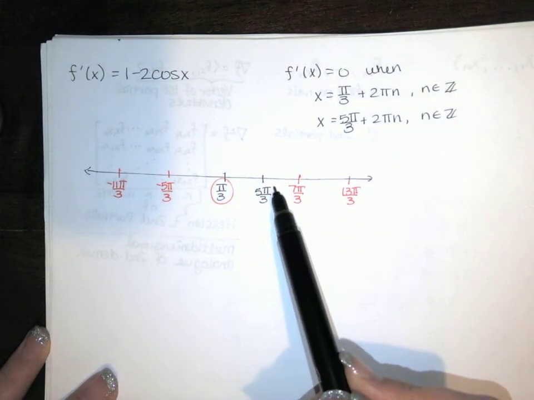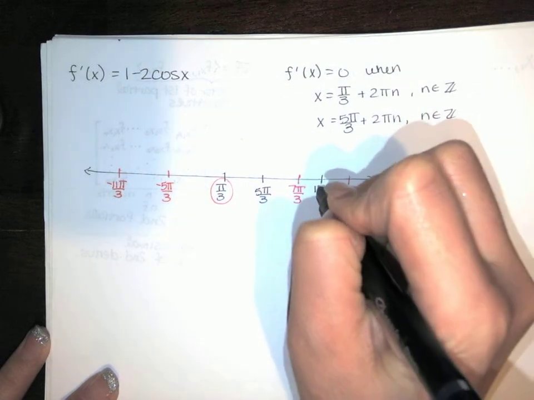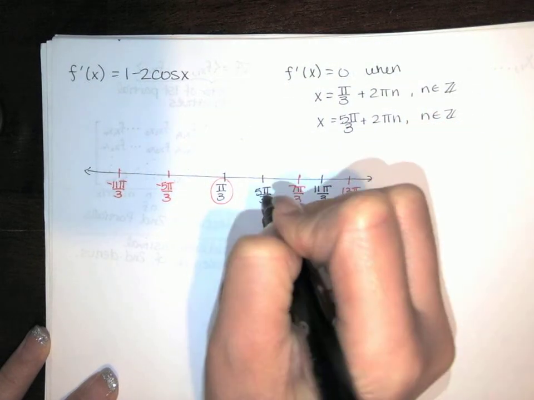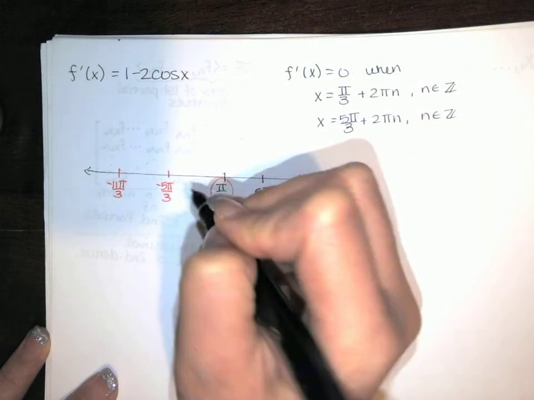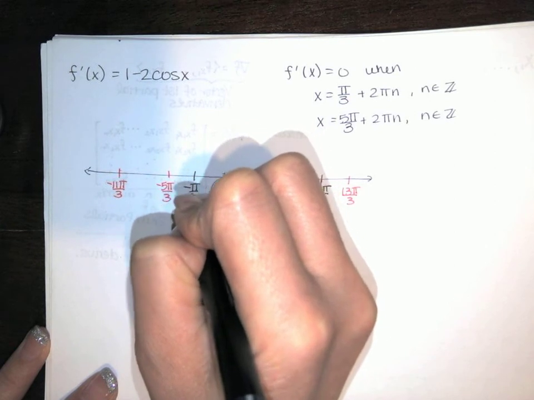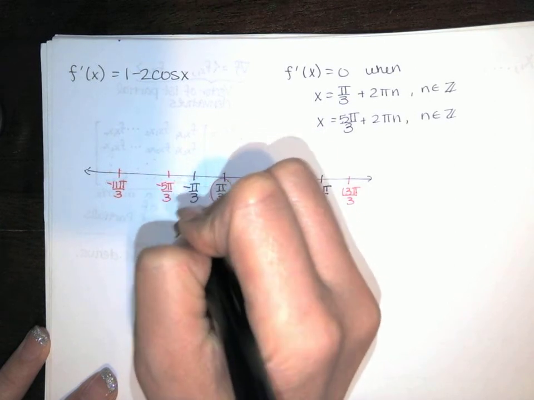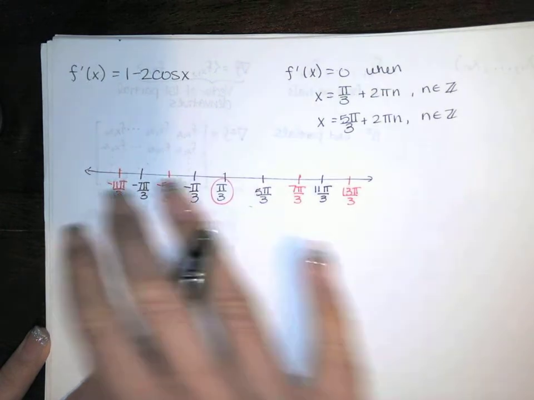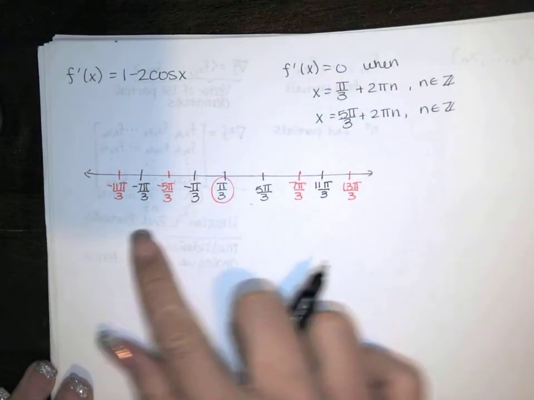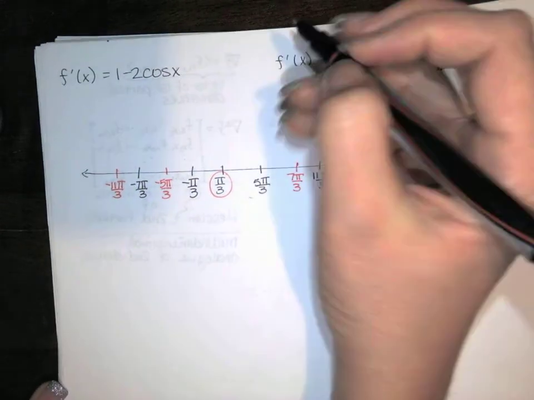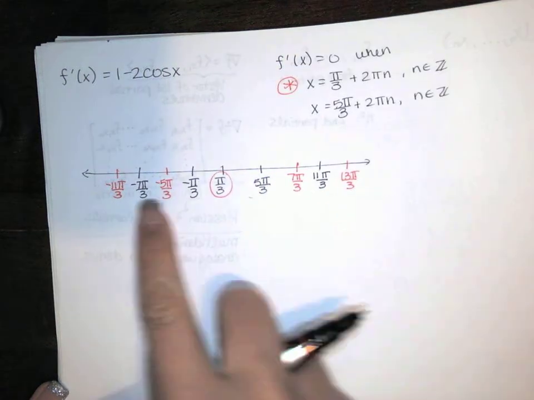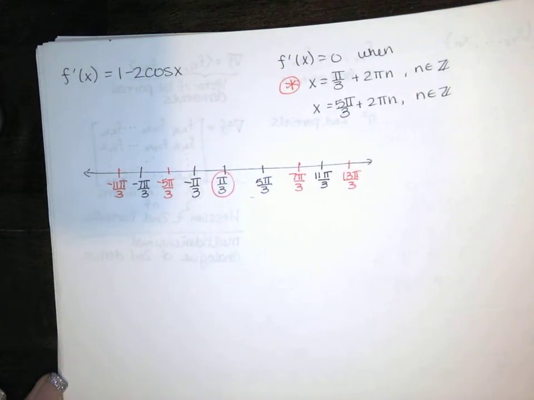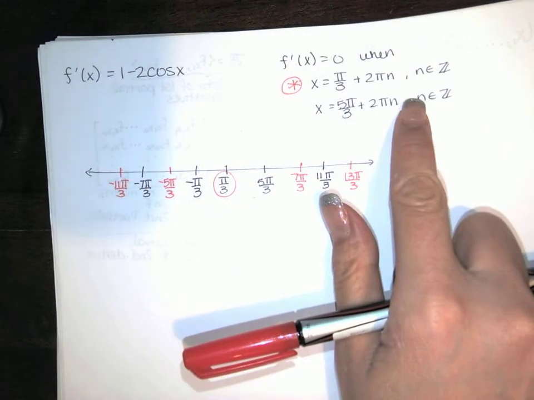Add 6 pi over 3, and we get 11 pi over 3. Subtract 6 pi over 3 from this, and we get negative pi over 3. Subtract 6 pi over 3 from that, and we get negative 7 pi over 3. And so on. This pattern continues forever. All the red numbers come from these guys, and all of the black numbers, except for the one I circled in red, those come from the second one.